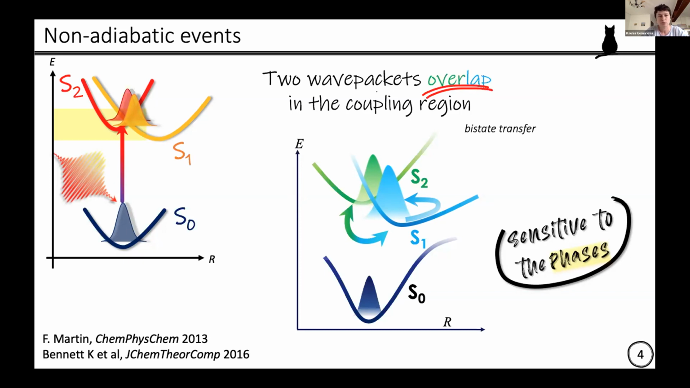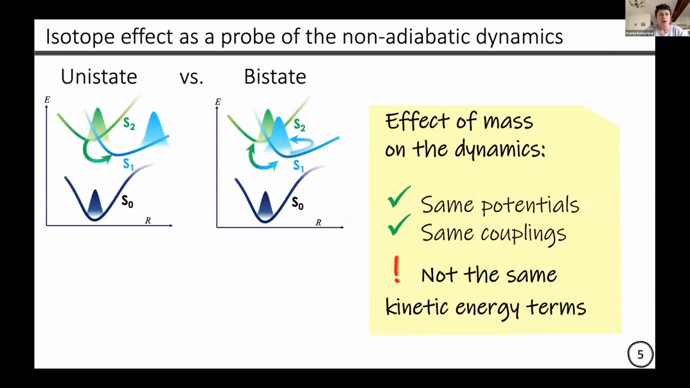So this seems to be happening not only in non-adiabatic dynamics. What we will do is compare the unistate versus bistate coupling, and we will probe it using the isotope effect. So why is the effect of mass a good probe? Because it does not change the potential. We have the same potential, and in the diabatic picture the same couplings, but we only change the kinetic energy terms. So we launch dynamics, we don't need to recompute the quantum chemistry, which is really the heaviest part for the atomics. And then we compare the exchange of the population between these two electronic states.